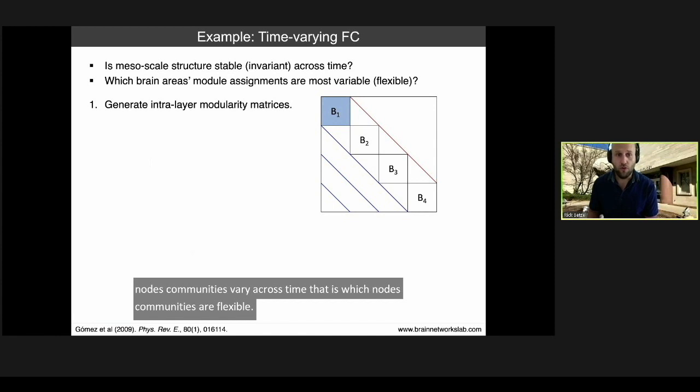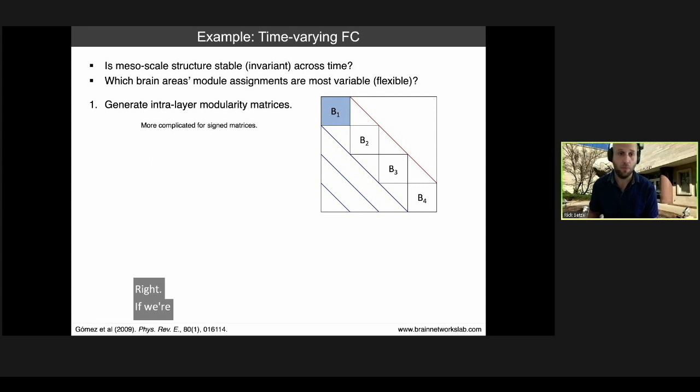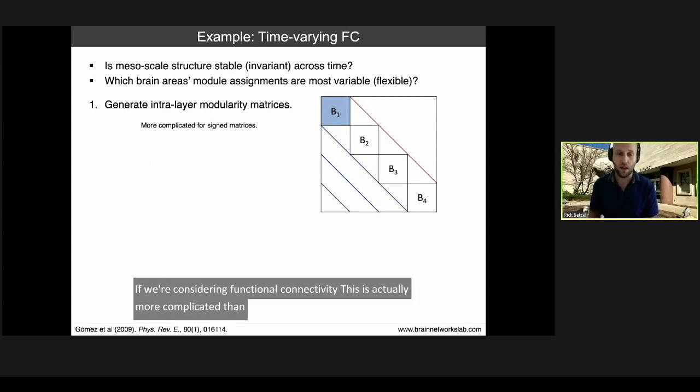So the steps to do this are, one, to generate for each individual layer its own personalized modularity matrix, right? If we're considering functional connectivity, this is actually more complicated than the previous examples because there are signed connections in general, because functional connectivity matrices tend to be correlation matrices.